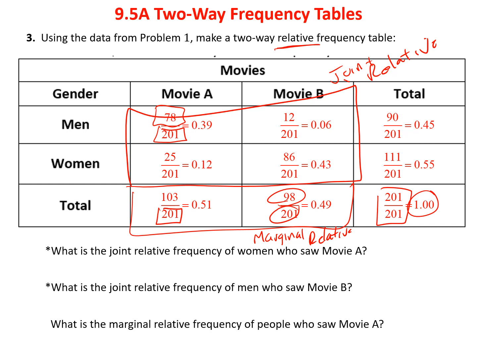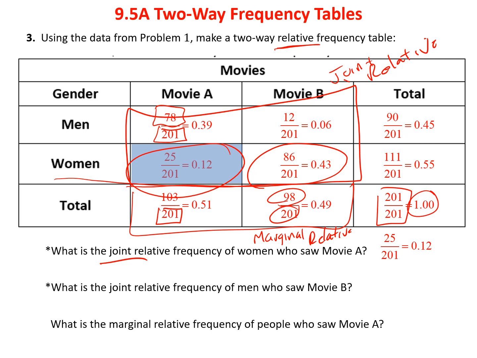All right. So now that we've created the table, what's the joint relative frequency of women who saw movie A? So I want joint. Women who saw movie B. And the joint frequency is 86. The joint relative frequency compared to the total number is, actually I did it wrong here. This should have been A, is 12%. So the answer is 12 hundredths is the joint relative frequency of women who prefer movie A.